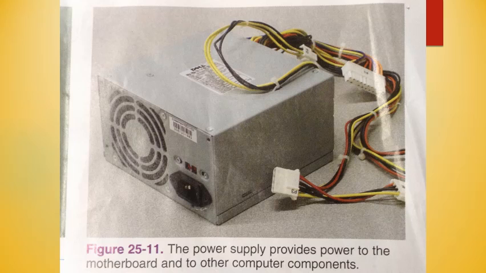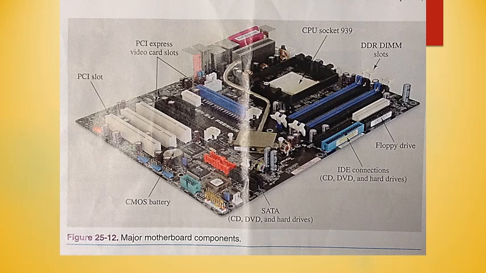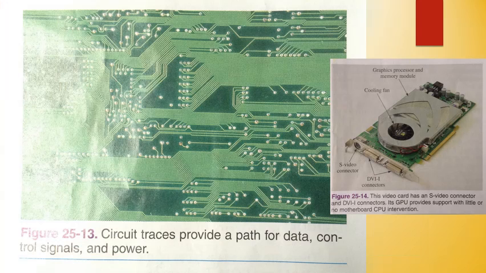The motherboard. The motherboard is a sophisticated electronic circuit board that provides the communication pathways between all major computer components. The motherboard houses the CPU, memory, expansion slots, chipsets, BIOS, CMOS battery, oscillator circuit, and other electronic components. Figure 25-12 shows this. The small circuit paths, called traces, running in parallel across the motherboard, shown in figure 25-13, provide a path for data, control signals, and power.